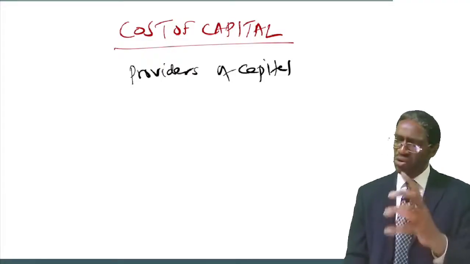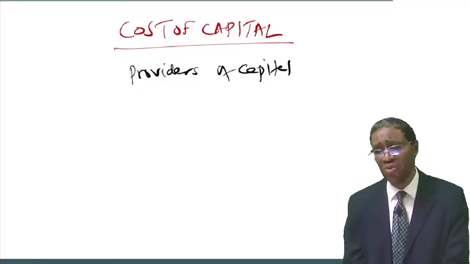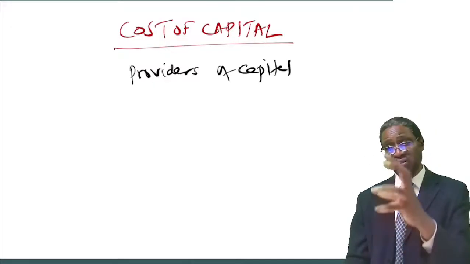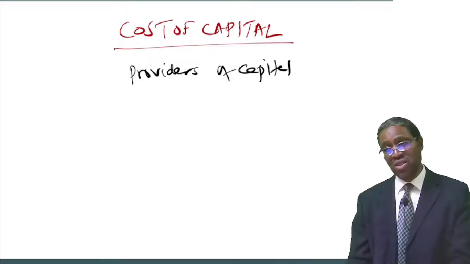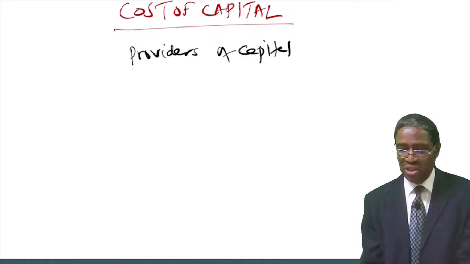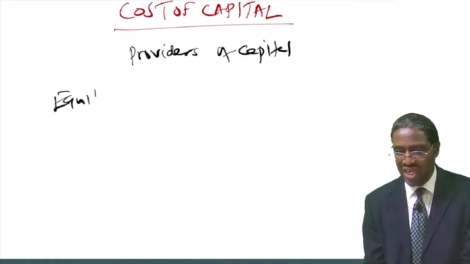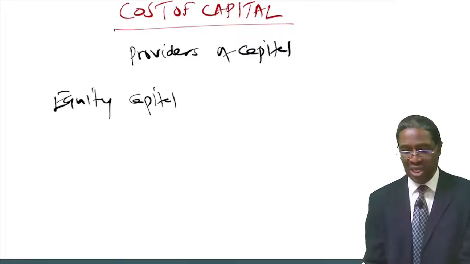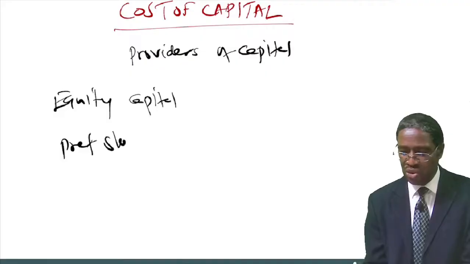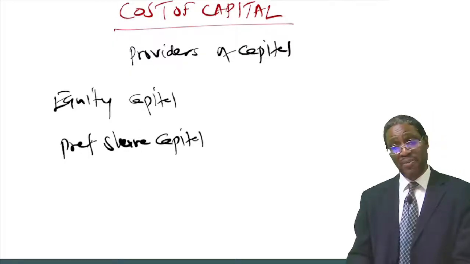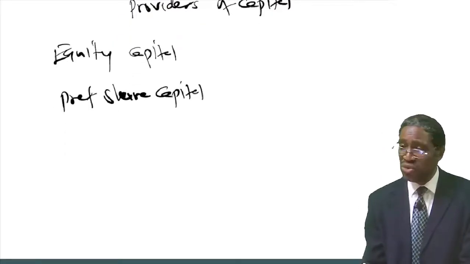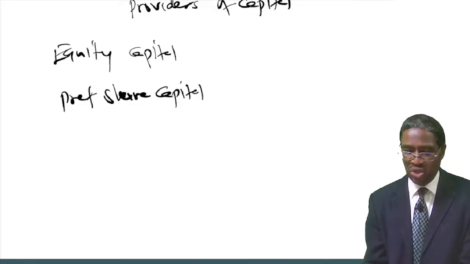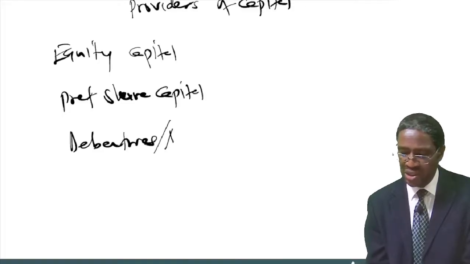Now, we also know that there are different sources of capital that you as a company may use to raise your capital. One, you can raise capital through what we call equity capital. The other way is to raise capital by issuing preference shares, that is, preference share capital. The third way is through the issue of debentures, or debt instruments.